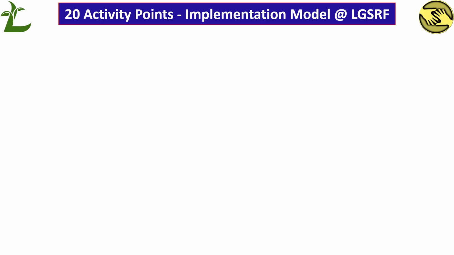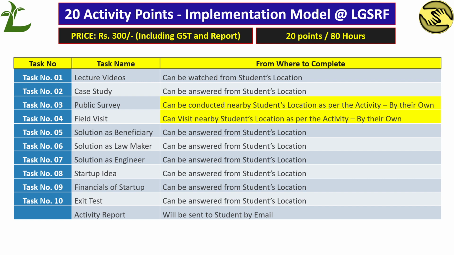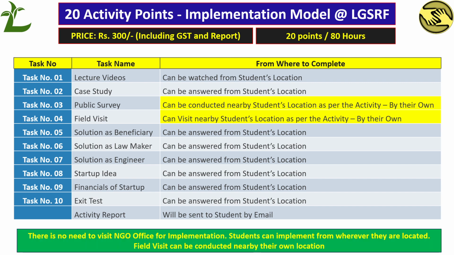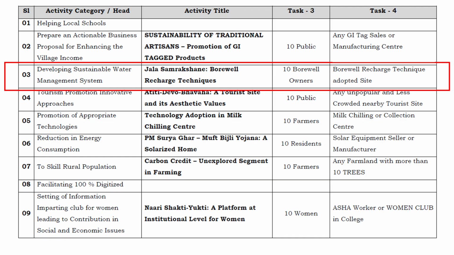Again, students can answer from wherever they are. For task number 3 and task number 4, they need to visit somewhere near their own location. The rest of the tasks are theoretical, and they can answer from their own location. Though this is an offline activity, students will submit answers on the mobile application. Students need not visit our office for the implementation. They can complete it from wherever they are.